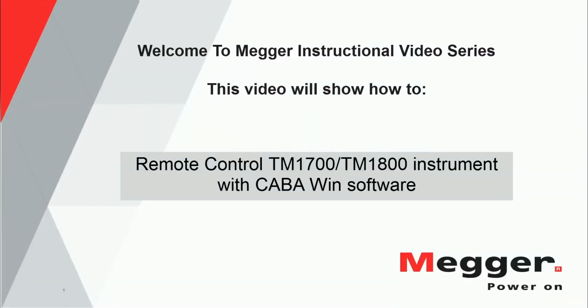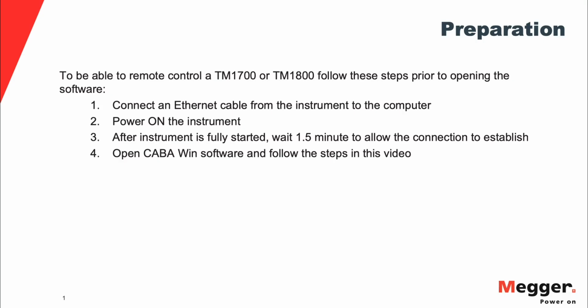This video will show you how to operate the TM1700 or TM1800 with the CABA Win software on your PC. Before operating, make sure that the analyzer has booted up and it is connected to your PC via a crossover cable. Allow sufficient time for the PC and analyzer to communicate. Double click on the CABA Win icon to open the program.